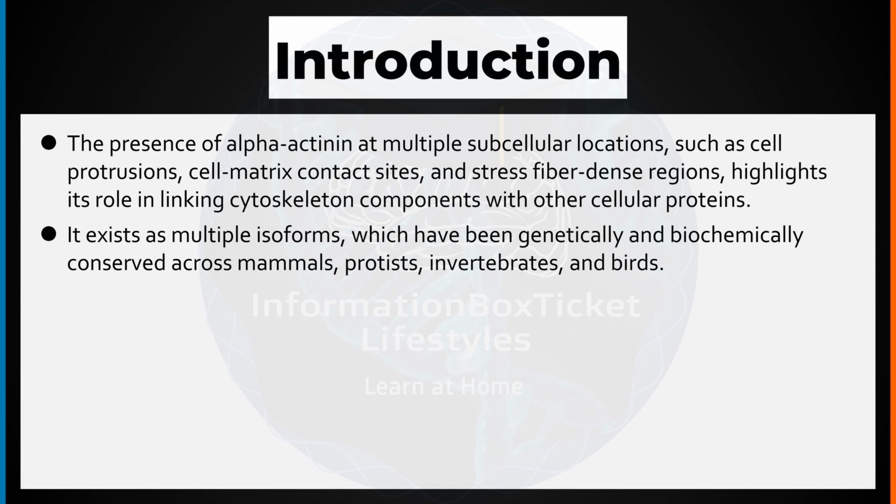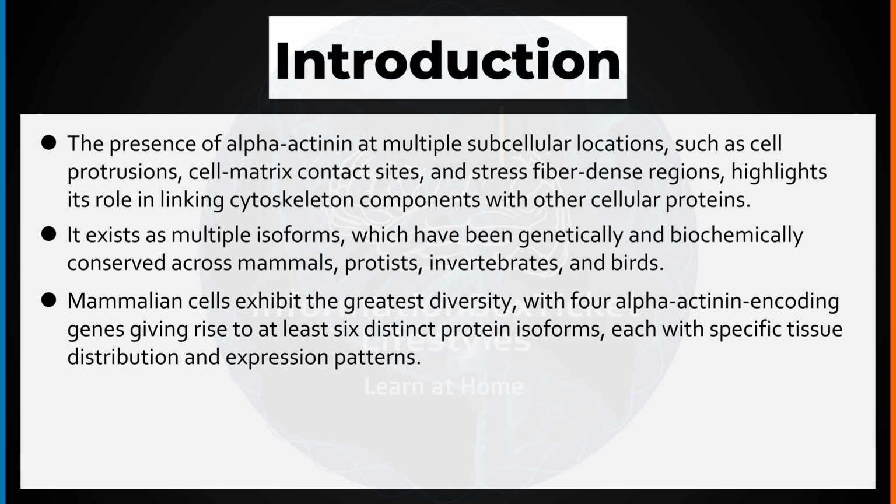It exists as multiple isoforms, which have been genetically and biochemically conserved across mammals, protists, invertebrates, and birds. Mammalian cells exhibit the greatest diversity, with 4 alpha-actinin encoding genes, giving rise to at least 6 distinct protein isoforms, each with specific tissue distribution and expression patterns.